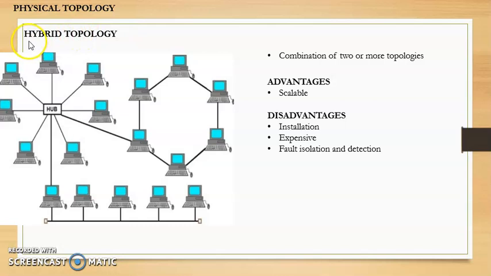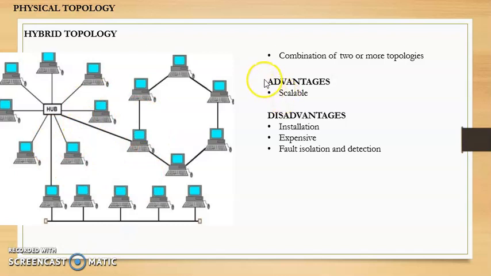Next, the last topology which we will learn is hybrid topology. Now we all know that hybrid means combination of something. Same way, hybrid topology will be a combination of two or more other topologies, all the other topologies which we have learned. So in this figure we can see that we have a star topology which is connected to a ring, also a star topology which is connected to a bus topology. So this is an example of hybrid topology which is a combination of two or more other topologies.